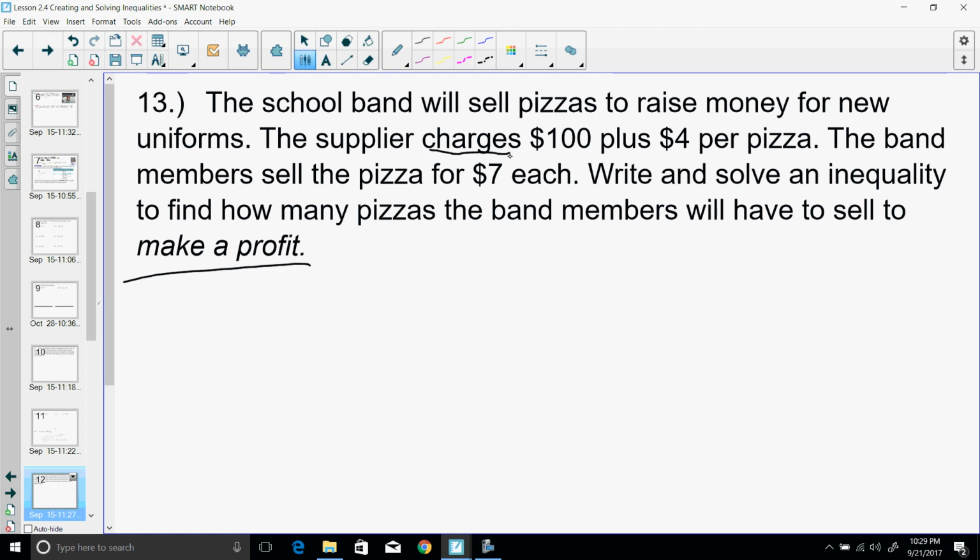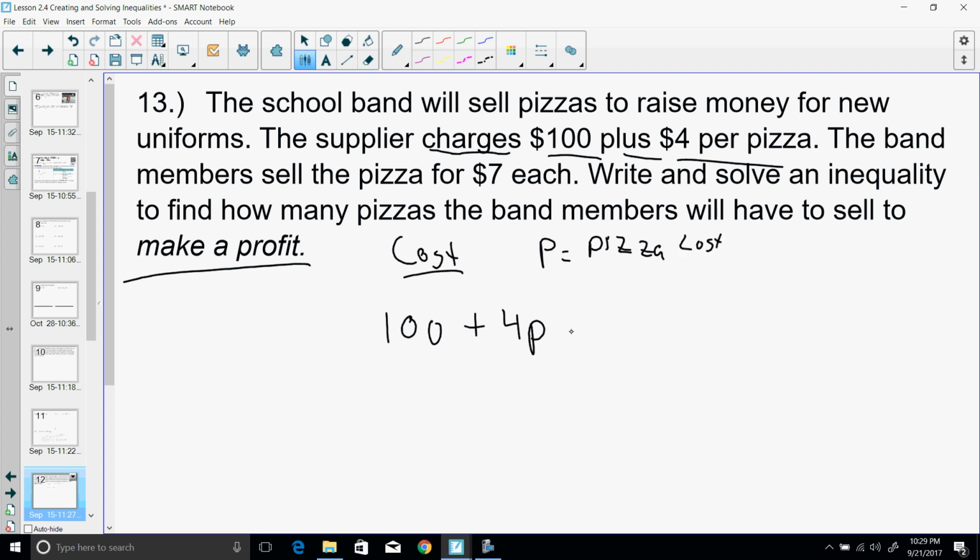Well, what are they being charged? $100 plus $4 per pizza. So their cost is the 100 plus $4 for pizzas, right? Let's say p is equal to pizza cost. Okay, we're just defining our variable here. And now whatever we do, we have to have that cost be less than what we sell. All right, so now we're going to have an inequality for what we sell.